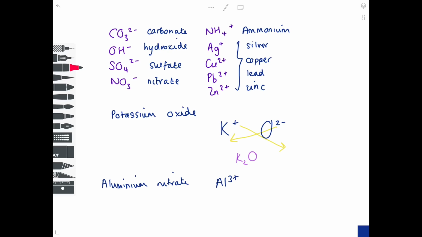Aluminium's in group 3. Nitrate we've learned off by heart from the list above. We're going to swap and drop, so we're going to bring that 3 down. We're going to bring that invisible 1 down. And so it becomes Al(NO3)3, because you brought that 3 down.